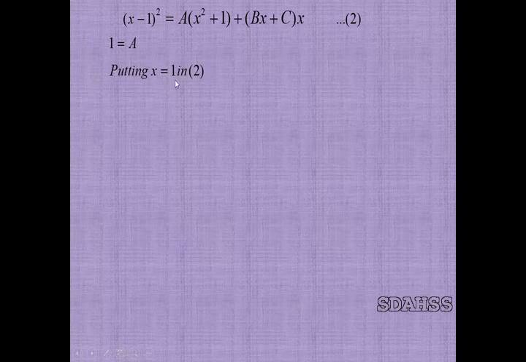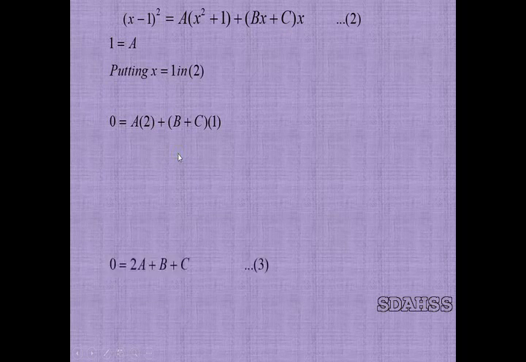Again, substitute x is equal to 1 in the second equation. Then you will get 1 minus 1, 0, is equal to 1 square means 1, 1 plus 1, 2a, plus substitute x is equal to 1, so b plus c into 1. So this equation becomes 2a plus b plus c is equal to 0. Mark it as third equation.